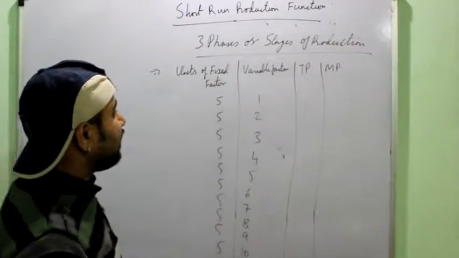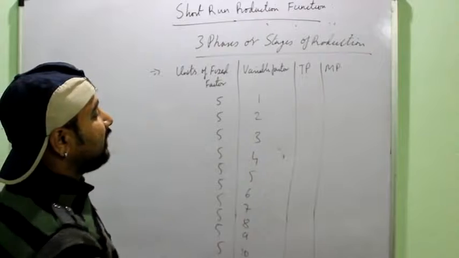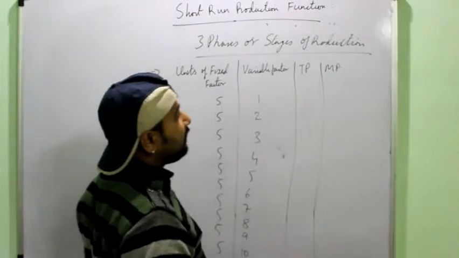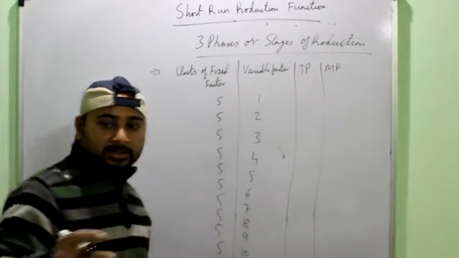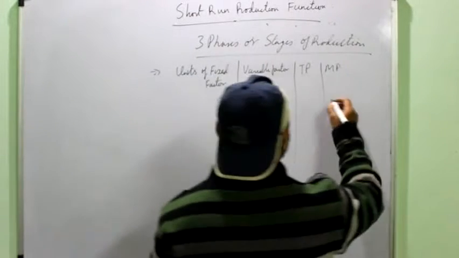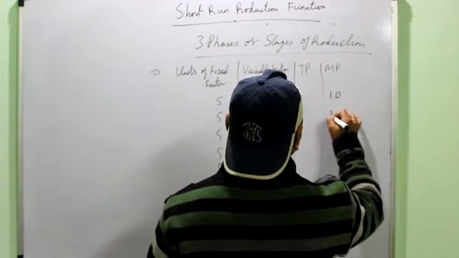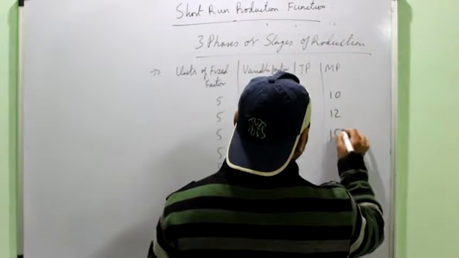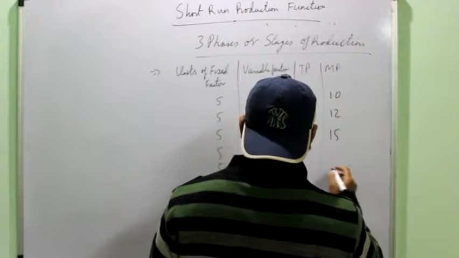Okay, so now we have to start with the construction of the numerical example. Again, we have to start from the marginal product. So we go according to the stages, right? First we increase the marginal product. Say marginal product is 10, 12, 15. Then we decrease the marginal product.